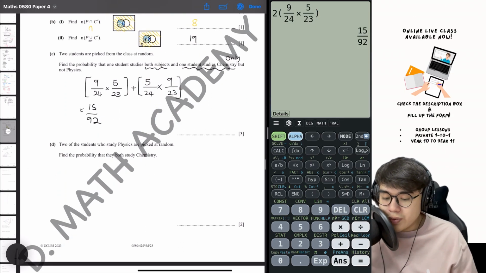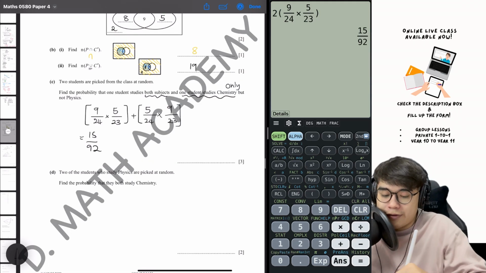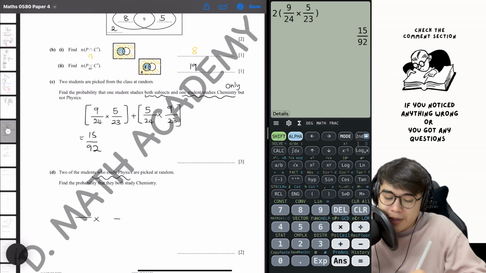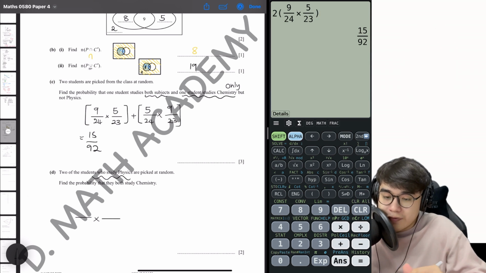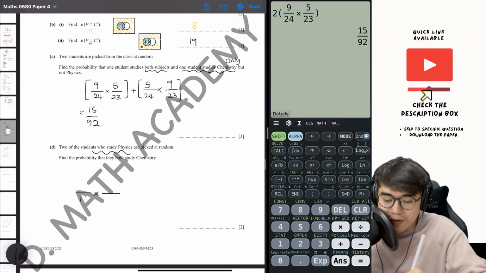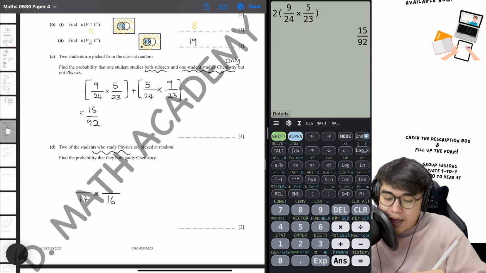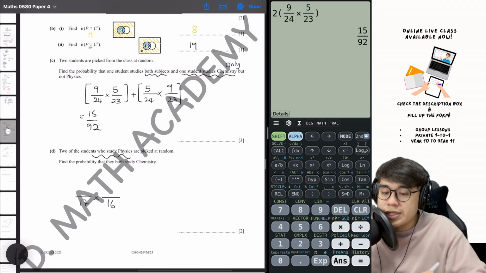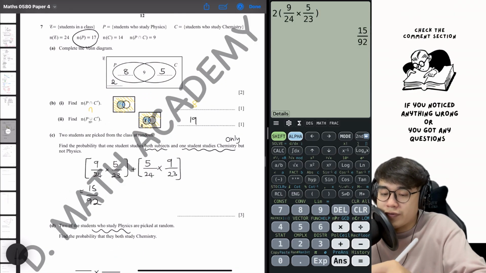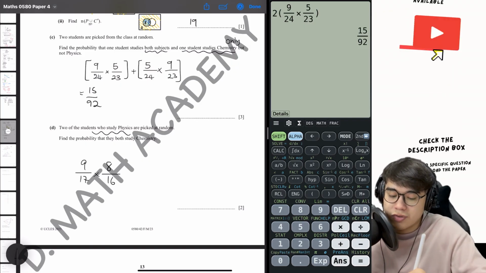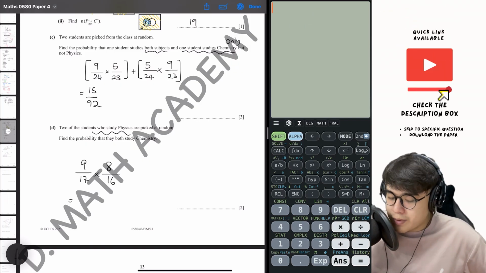Two of the students who study physics are picked at random. So this will affect the denominator that we are going to set. Those who study physics, there are 17 of them. So 17 and 16. And apparently they also study chemistry, which means they are looking for the overlapping part of this 9 here. So first it's 9 students, then it turns out to be 8 after one of them is drawn.